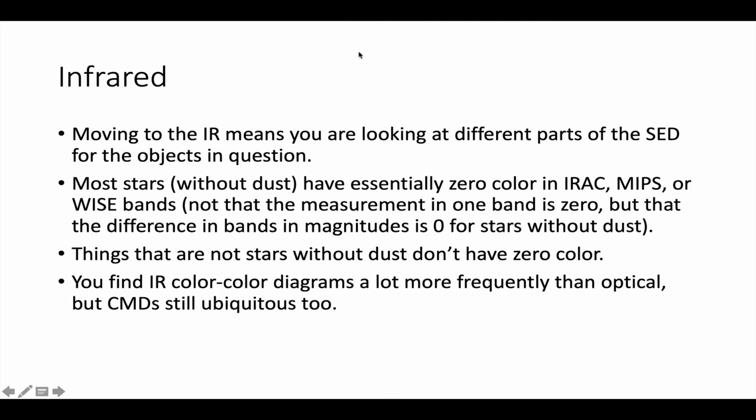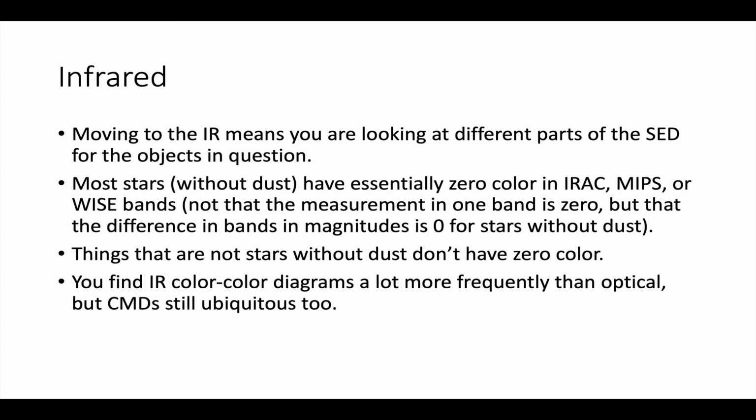So when you move into the infrared, it means you're looking at a different part of the SED than you were in the optical. Most stars that don't have dust have no color in the infrared because of the way magnitudes are defined. They're defined with respect to Vega, or rather what Vega would be if it didn't have an excess, and a difference in colors is a ratio of fluxes. So 0 color in the infrared, specifically the IRAC and MIPS, and if you have them, the Herschel bands. Remember that doesn't mean that the measurement in one band is 0 magnitude. It means the difference in bands in magnitudes is 0 for stars without dust.